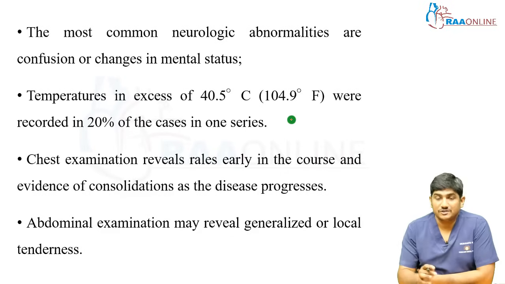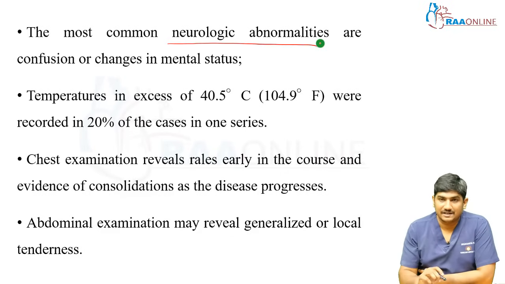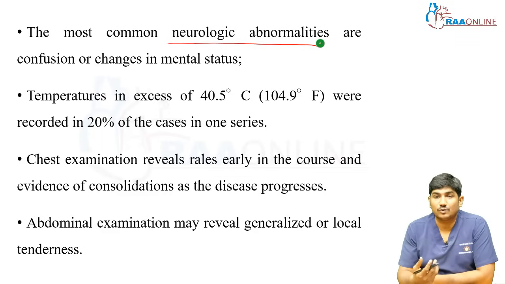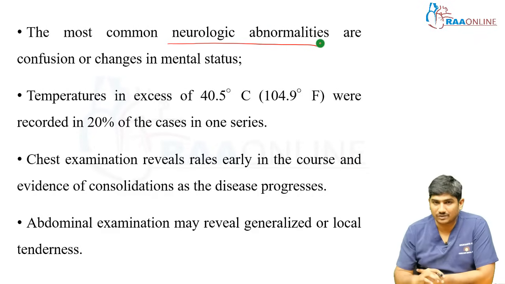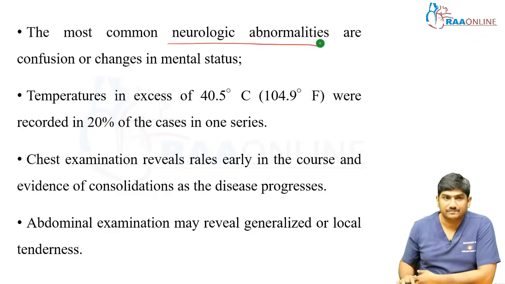So the most common neurological abnormality is altered mental status, especially if it's coupled with high temperatures, because the temperature can go as high as 104.9 degrees Fahrenheit. Okay, in around 20% of cases, that is every 1 in 5, is going to have this kind of high degree of temperature. And chest examination reveals rales early in the course and evidence of consolidations as the disease progresses. And abdominal examination may reveal generalized or localized tenderness only, but not any significant issues.